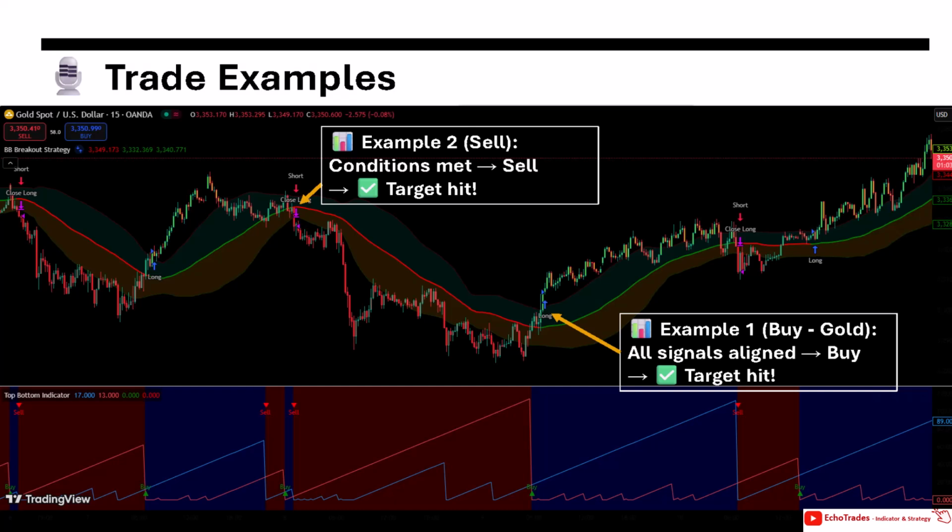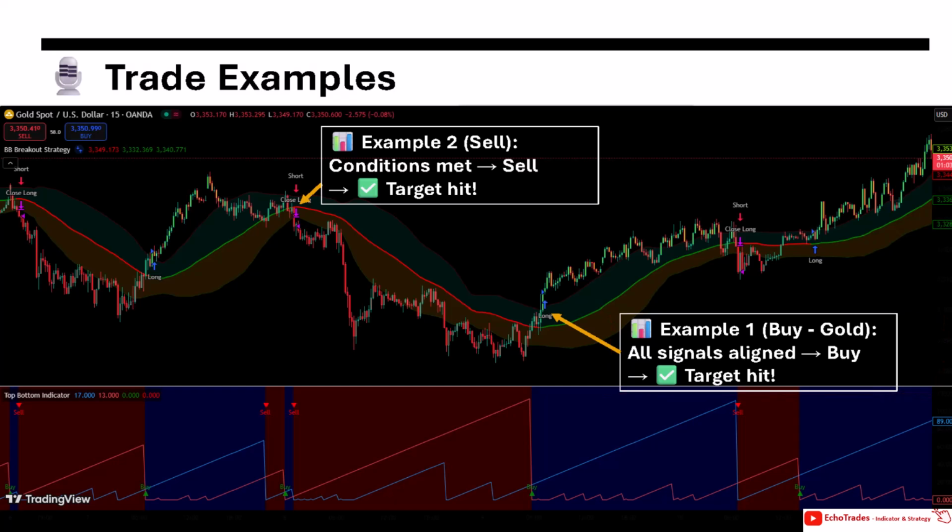For instance, we saw a really textbook buy setup on gold on the 15-minute chart. All the signals we just laid out, the Bollinger Bands confirming the long trend, price above the green middle line, the top-bottom indicator flashing a bottom label, and then that confirming green candle, everything aligned perfectly. A buy order was placed right there on the close of that confirming candle, stop below the lower band, target at 1.5 R, and the trade just moved cleanly up and hit its target. Really showcased the precision you can get. So it's not just theoretical, it actually lines up and works in practice.